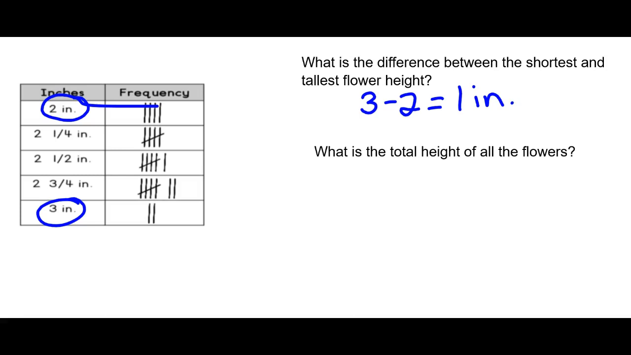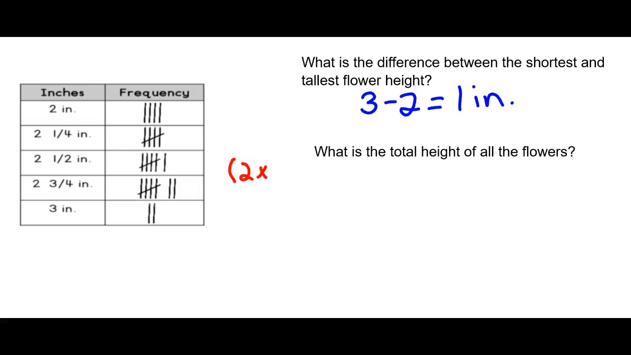Now we're going to go into a little bit of a harder part. Okay, so we're going to go to question 2. What is the total height of all the flowers? So we need to look at our data table here, and we need to write out an equation first. We're going to start with 2 inches.